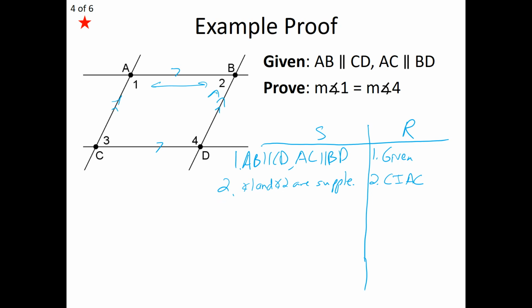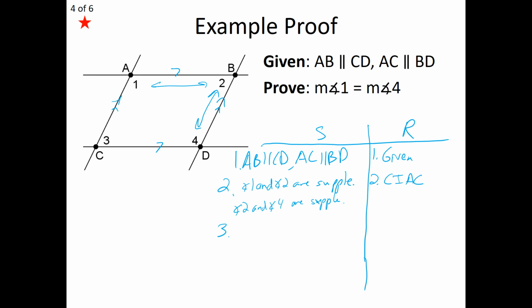Well, I could say something about angle 2 and angle 4. As it turns out, angle 2 and angle 4 are also supplementary by the same reason. I know that they're also consecutive interior angles and their lines are parallel, which means they have to be supplementary as well, using the same reason, CIAC. So then what can I conclude about angle 1 and angle 4?